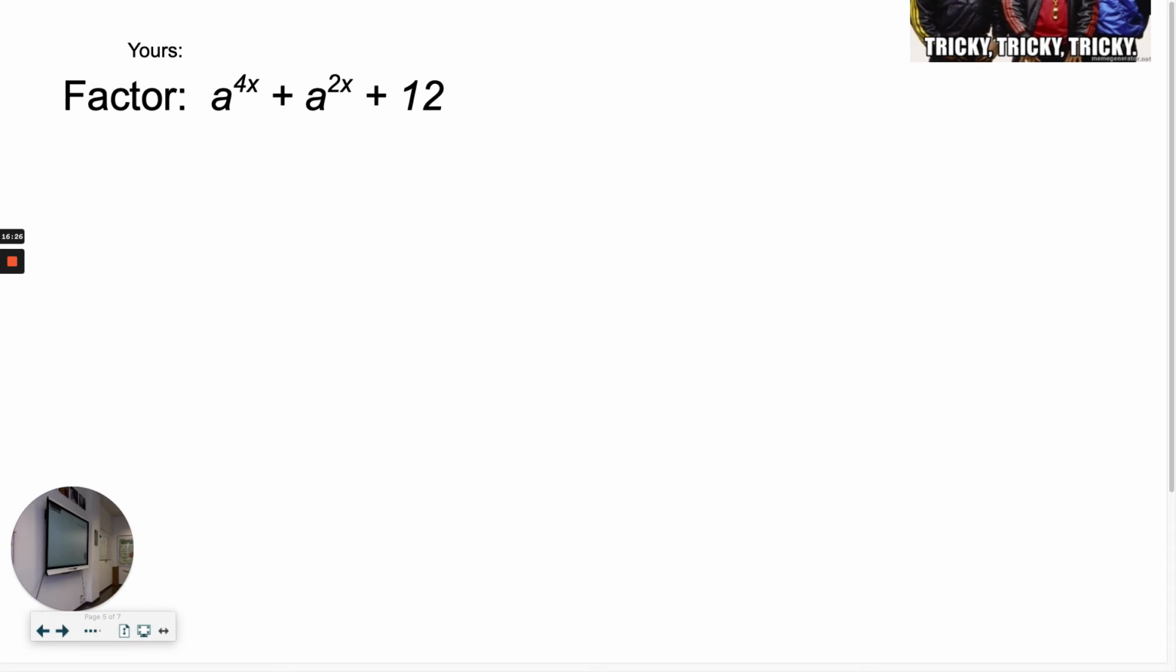What kind of evil scheme do you sense in there? What do you see in there? Yeah, a to the 2x. Yeah, I agree. Like, I think this is going to become quadratic. I think some mean-spirited person has buried a quadratic in this. And if we examine this, yeah, I think it's true.